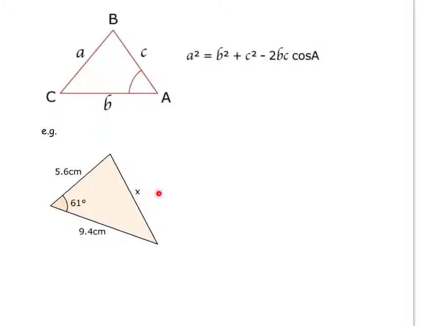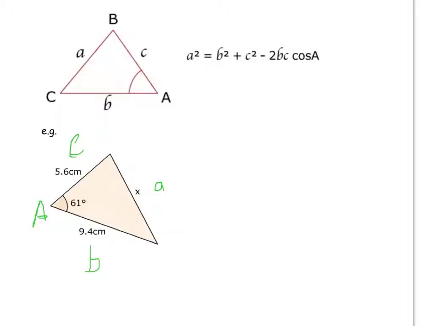So we're going to use this here as our large A because it's the only angle we know. So this is going to be our little a, our length we're trying to find. So this is going to be our angle and this is our length, and it doesn't really matter with the other two which one's B and which one is C. So now it's a case of plugging our numbers into the formula.